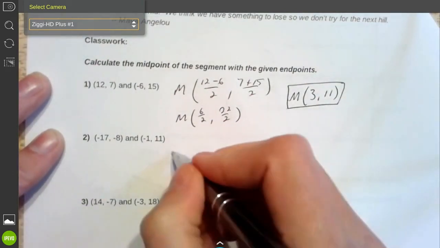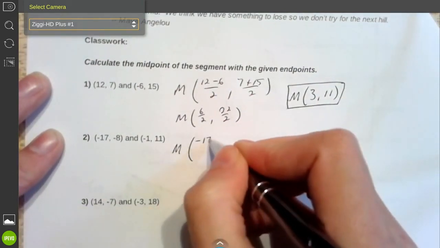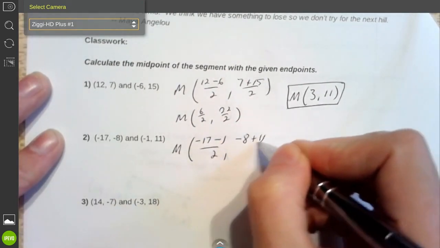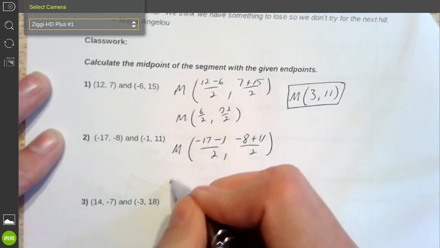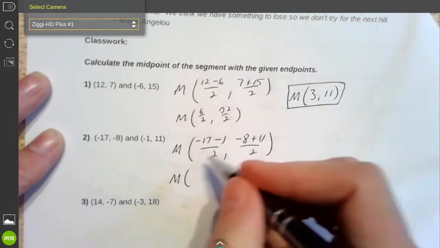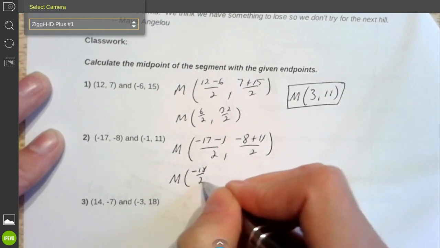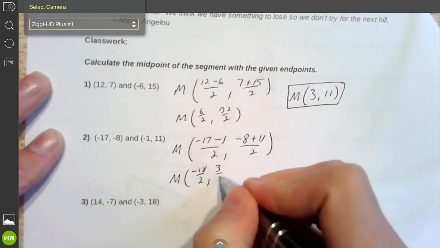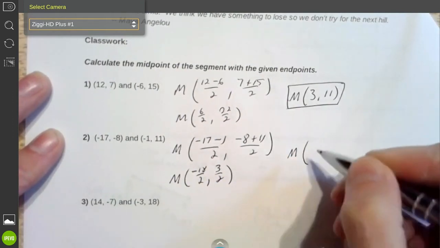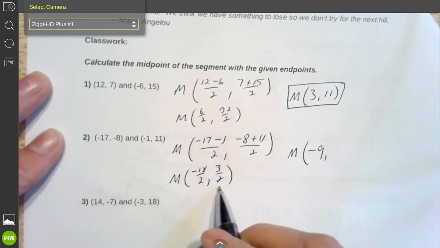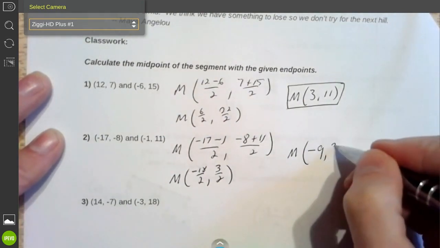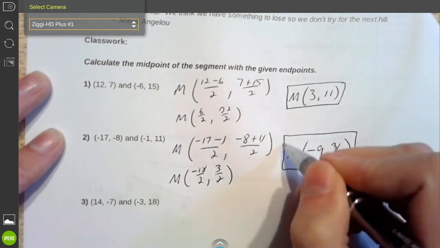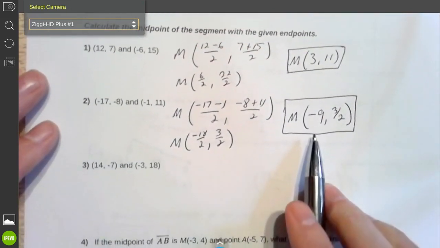Try the next one. Simple enough. (-17 - 1)/2, (-8 + 11)/2. I highly encourage you to write this information out, or else you end up doing something silly. Okay, it's real easy to make silly mistakes. So my midpoint is (-9, 3/2). And you know what? Leave that as a fraction. I know you probably said 1.5, but I want you to get used to fractions. They're going to be way more useful for you.